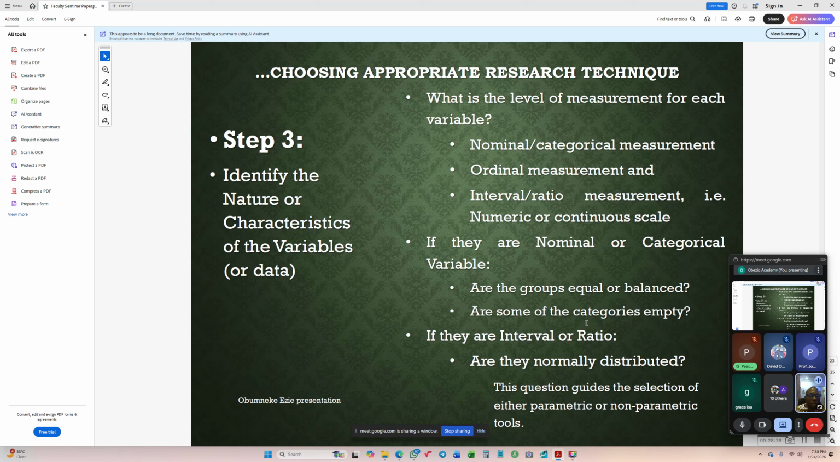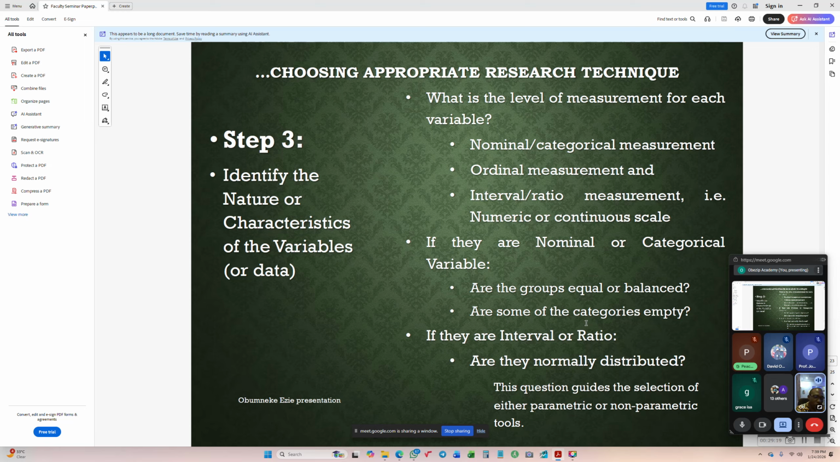But for interval or ratio measurement, are your data normally distributed or not? Meaning that the responses generated from the data for your variables, are they relatively balanced in terms of answers? Do we have outliers amongst your data set? Then of course, for ordinal measurement, you are looking at things like strongly agree, disagree, and all of the rest. Those are responses that are usually ranked, as the case may be. So addressing this nature and characteristics of variables enables you to know which method you are supposed to use at a particular point in time.